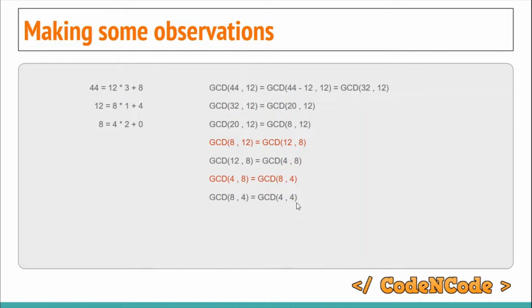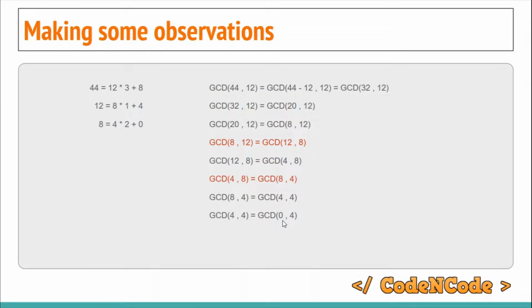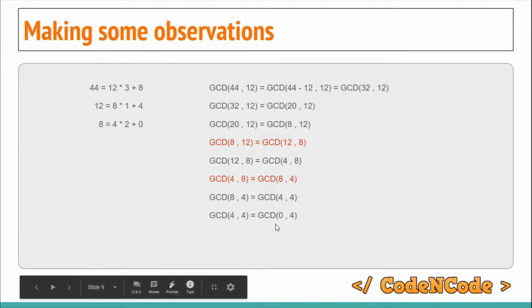Now GCD of 8, 4 is GCD of 4, 4, and GCD of 4, 4 is equal to GCD of 0, 4. As soon as one of the parameters becomes 0, the other one becomes the GCD, as seen in observation 1. So this was the repeated subtraction method using which we can calculate the GCD. The GCD comes out to be 4, which is actually true.